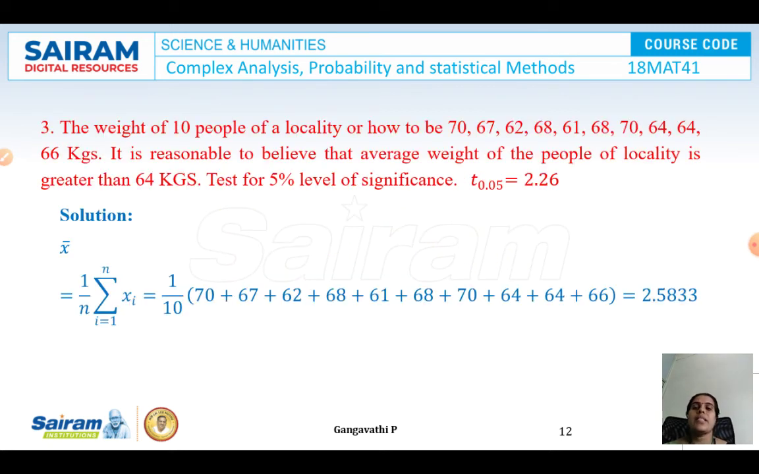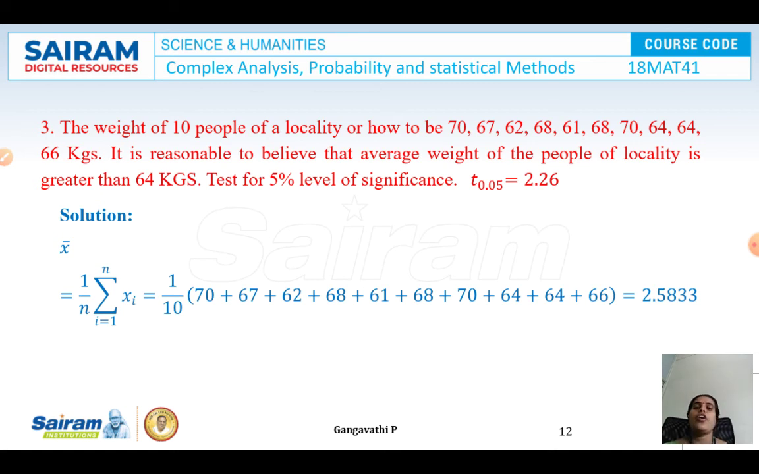Okay, so now let us see another example. The weights of 10 people of a locality happen to be 70, 67, 62, 68, 61, 68, 70, 64, 64, 66 kilos. It is reasonable to believe that the average weight of the people of the locality is greater than 64 kilos. Test at 5% level of significance, that is t 0.05 is 2.26. So this is what you have to obtain from the table, but here it has been given in the problem itself, which you can use directly.